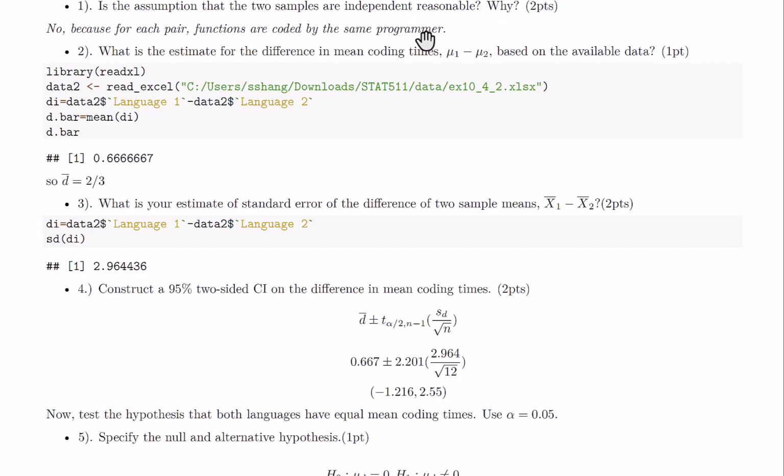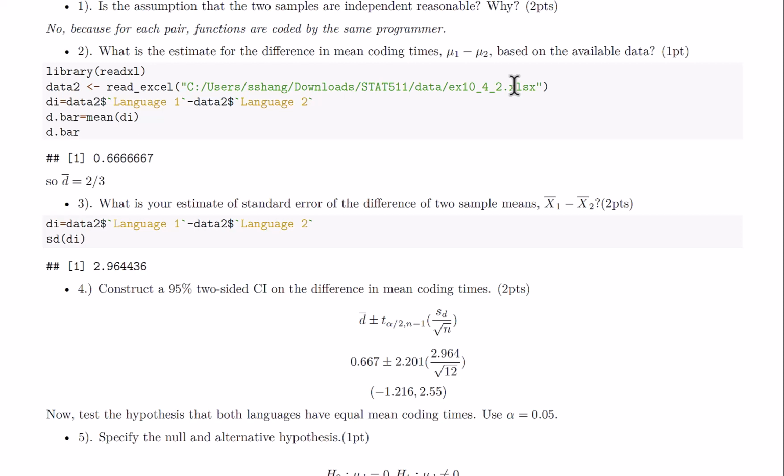Functions are coded by the same programmer. What is the estimate for the difference in mean coding times, mu1 minus mu2? So in this case, the population mean difference is always estimated as what? Sample mean difference. Okay, so we first get the difference of these two languages, right, and then take the mean of that.